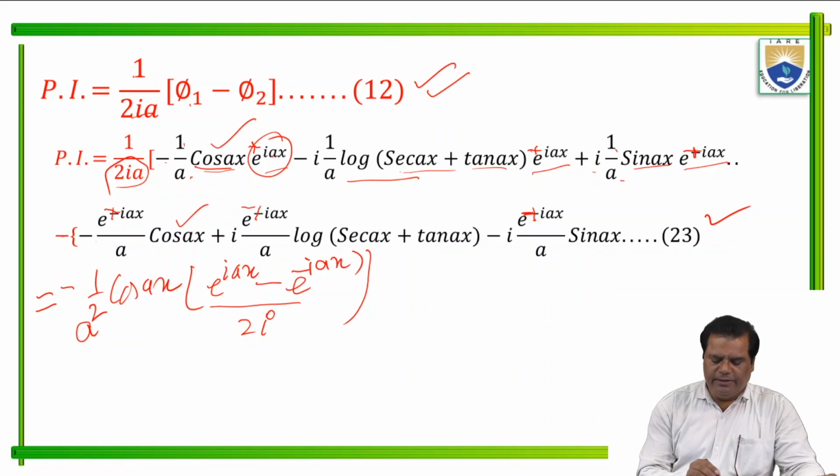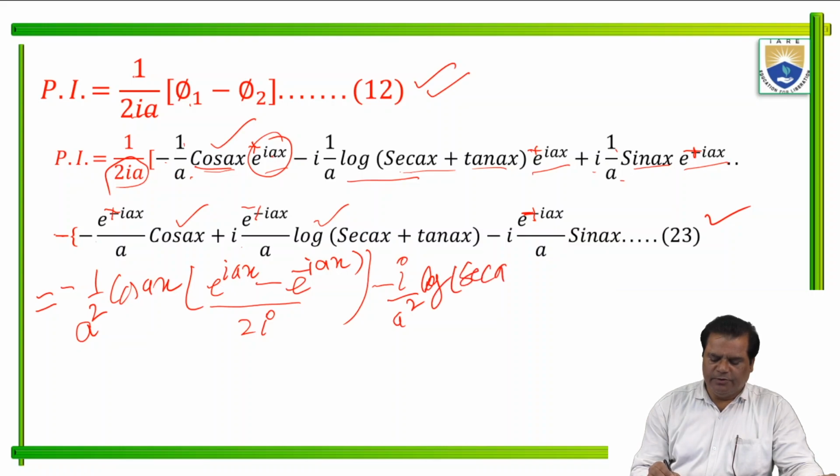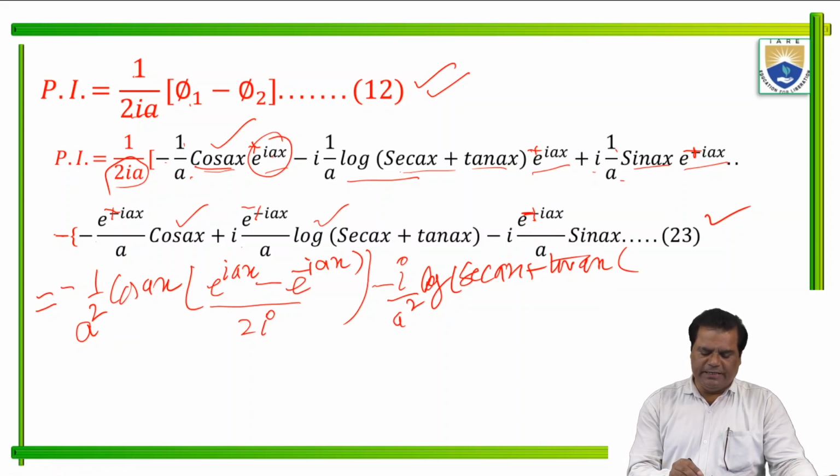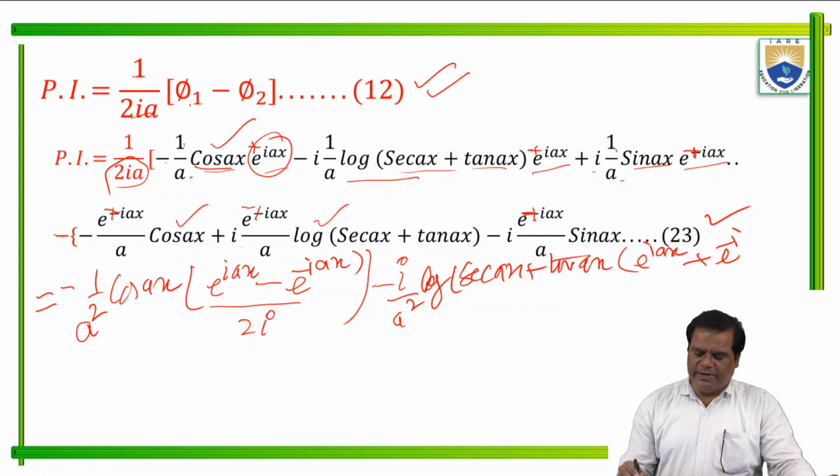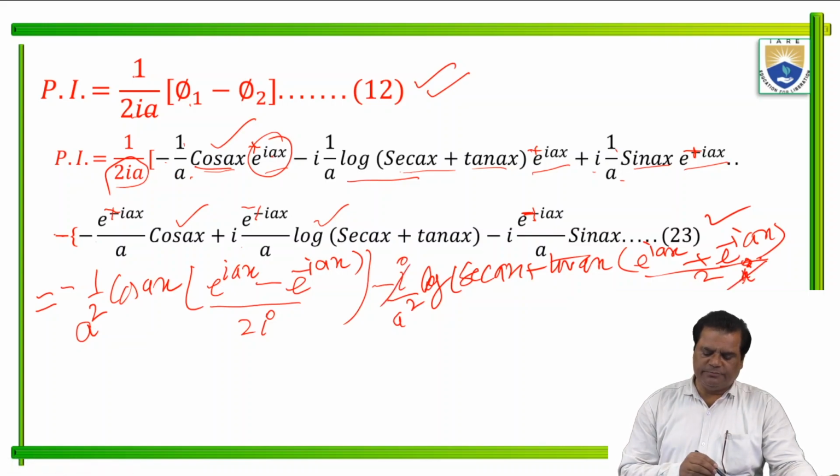Next is minus. Minus this one and minus this one. Multiply this minus, then this minus. So minus common, and 1 upon a square, multiply by a into a square, and log sec ax plus tan ax. And in the bracket here, e to the power, minus is common, this minus and this minus. So minus is common. e to the power iax plus e to the power minus iax upon 2, and here 2i. Here is 2i, so this i is cancelled.